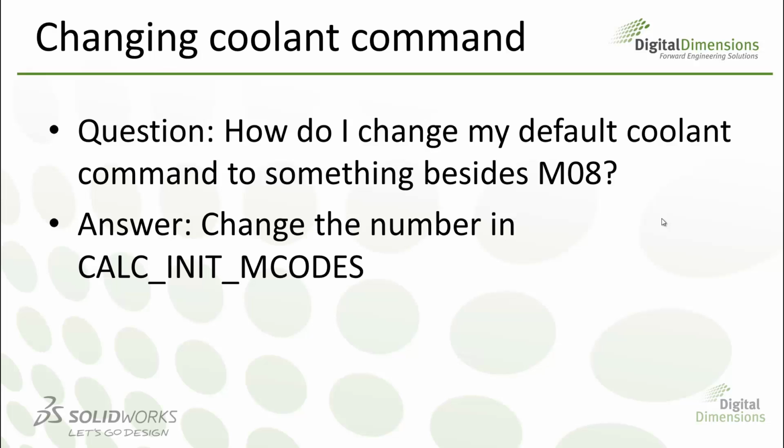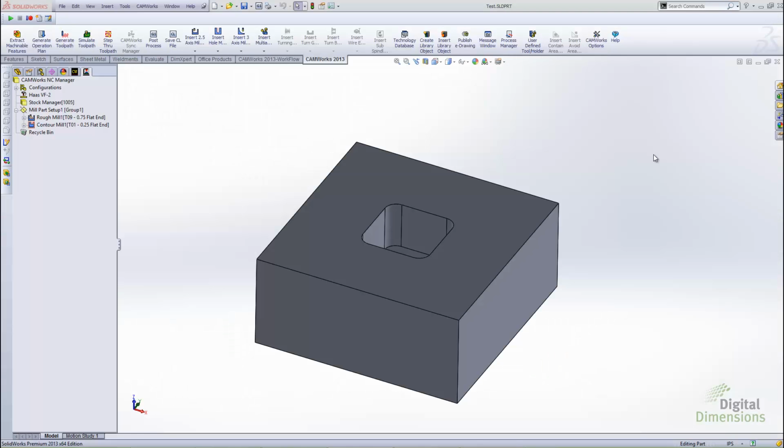I'm going to show you what I mean by that in just a minute. But the short answer to this is you're going to change the number in a section of the post called calc init M codes. So let's jump into how to accomplish this. So again, my goal for this, jumping back to the software, is to change the default number associated with my coolant command. In my case, it's M08. Yours could be different, but let's just say I want to change it from M08 to M58 as an example.